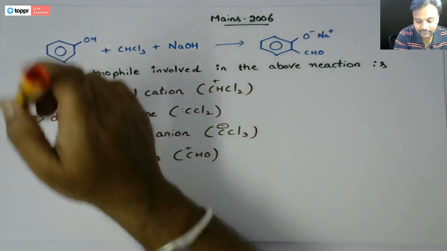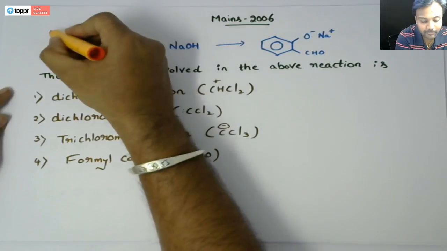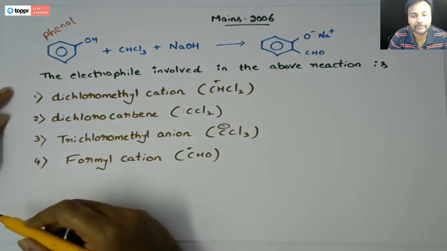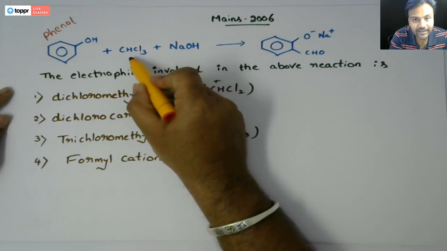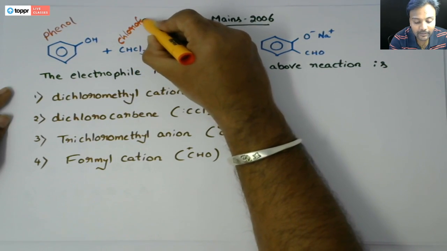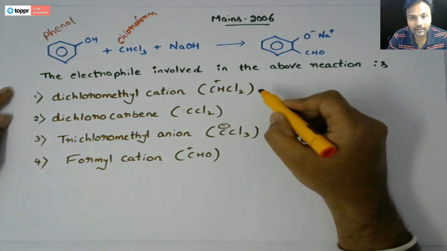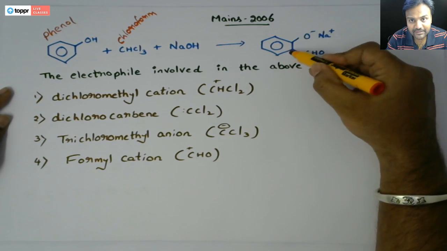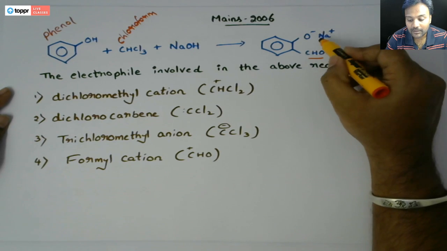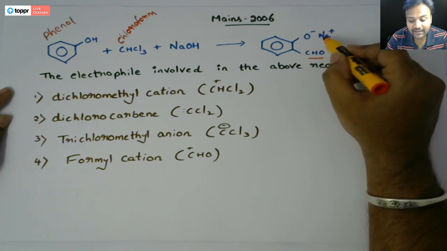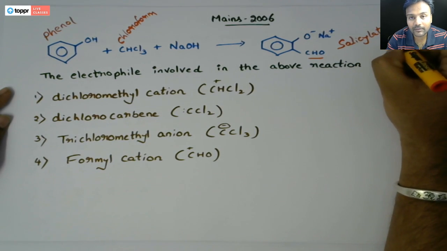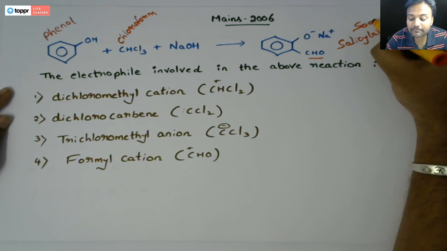Okay, look at the first question. The compound here is phenol, right? By looking at the structure, you should be able to name it. Phenol, when reacted with, what is this? Chloroform, in the presence of base, forms benzene with O minus Na plus, and this is aldehyde. So this is usually called salicylaldehyde, and this is salicylate. Which salicylate? Sodium salicylate.